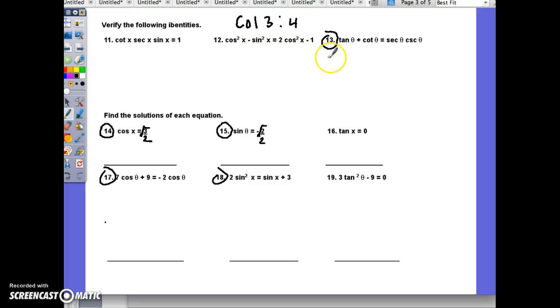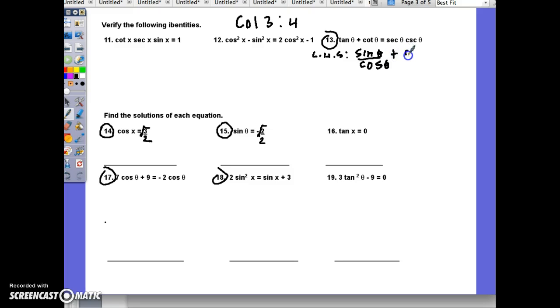So let's go ahead and do this one, number 13. Cotangent theta plus tan theta equals secant theta cosecant theta. And let's identify the side we're working with. This would be the left-hand side. And the tan, and I'm sure you remember, is the sine over the cosine. So it's sine over cosine. And that's what you really want to do whenever possible. Reduce everything to sine and cosine.